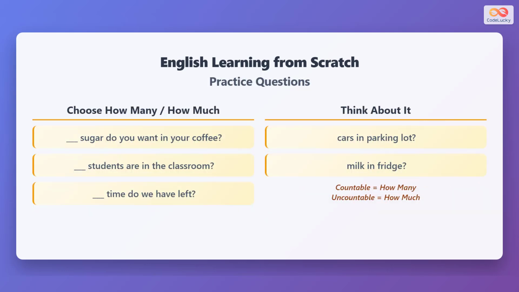Now practice. How much sugar do you want in your coffee? Sugar cannot be counted. How many students are in the classroom? Students can be counted. How much time do we have left? Time is uncountable. Think if you can count it one by one.